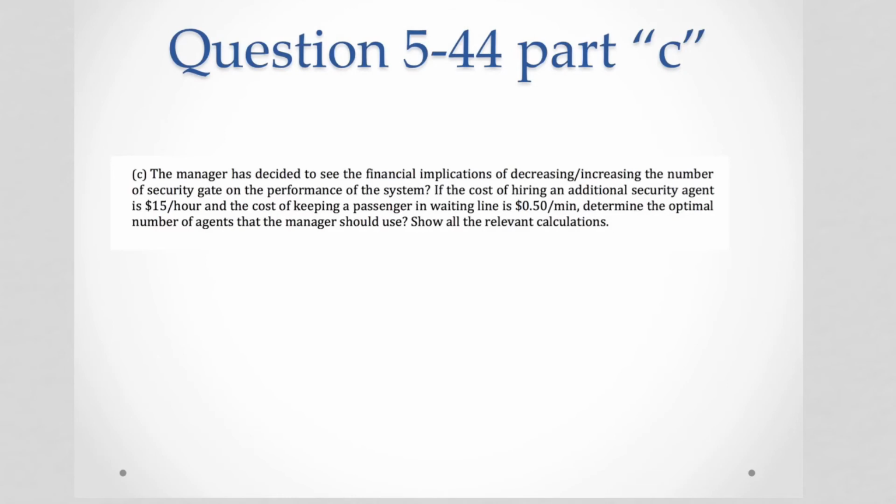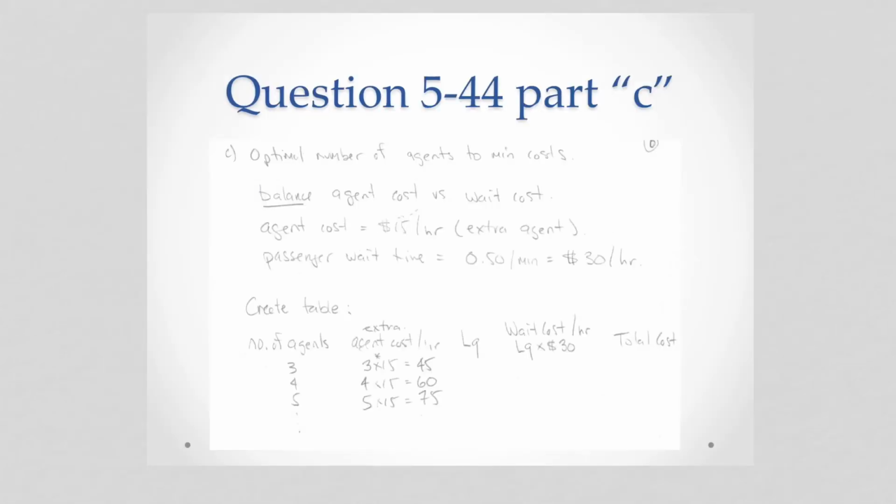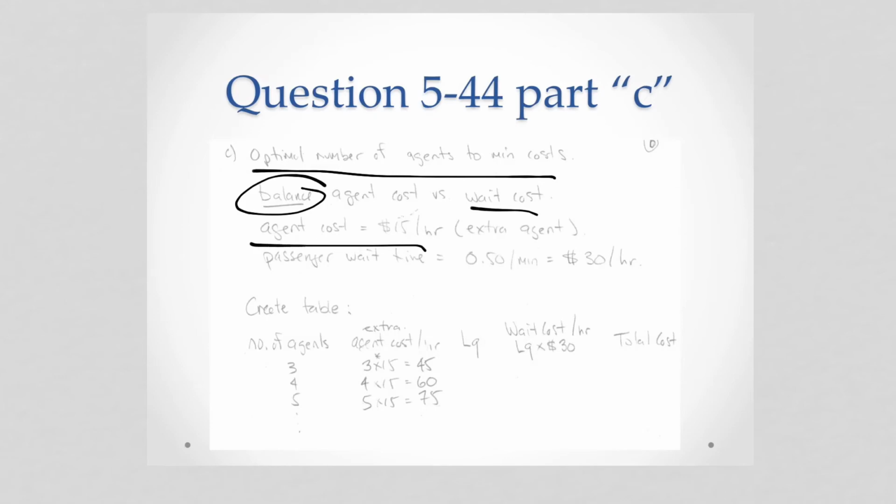And I wanted to also mention to you, just go to the next page, we'll take a look at that. How do we do this? So how do we go about this problem? What we're going to do is find the optimal number of agents to minimize the cost. We are going to balance the agent cost, so again, $15 for one, $30 for two, and so on, versus the wait cost. We know the agent cost is $15 per hour, and we know the passenger wait time is $30 per hour. That's all given.